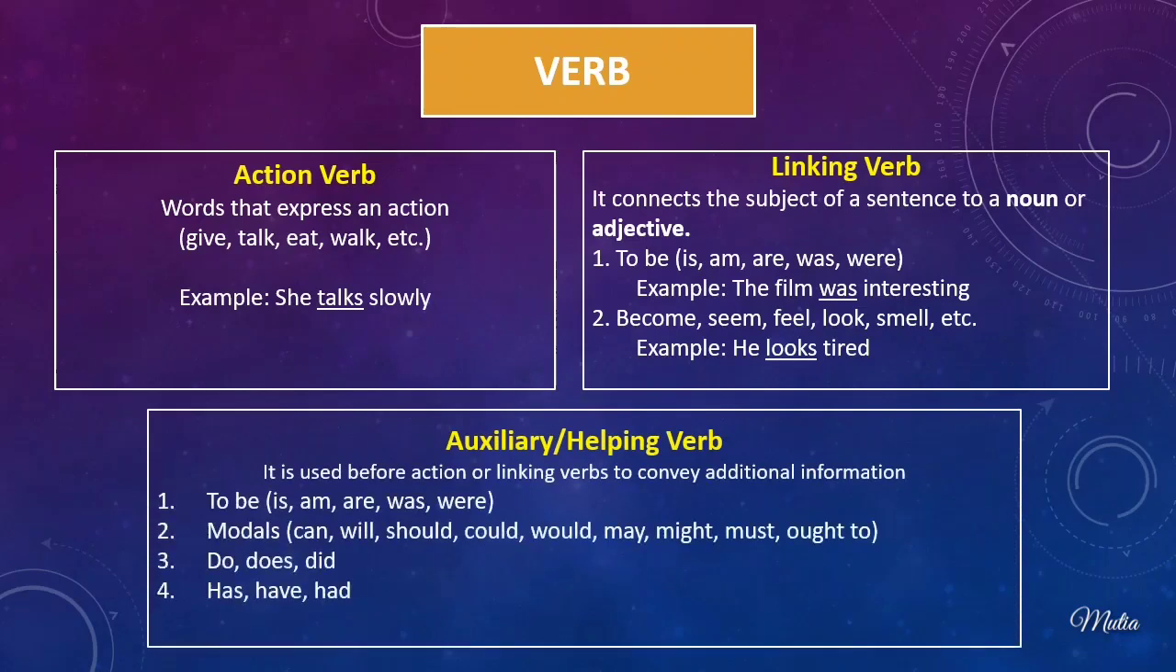The third is auxiliary or helping verb. It is used before action or linking verbs to convey additional information. There are 4 kinds of helping verb. The first is to be, is, am, are, was, were. The second is modals, such as can, will, should, could, would, may, might, must, ought to. The third, do, does, did. The next, has, have, had.